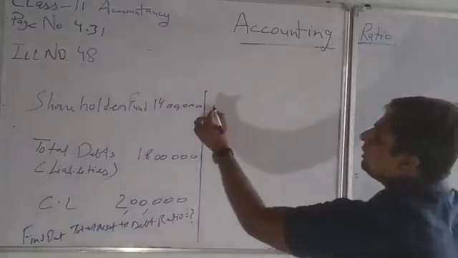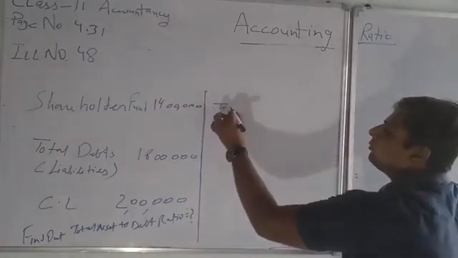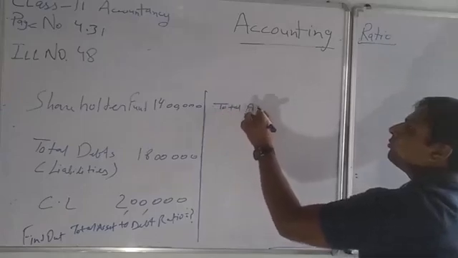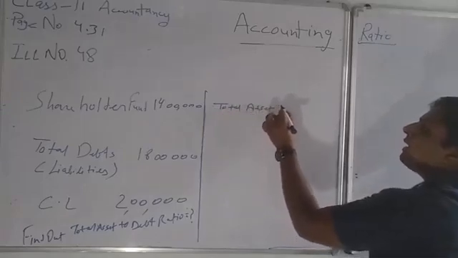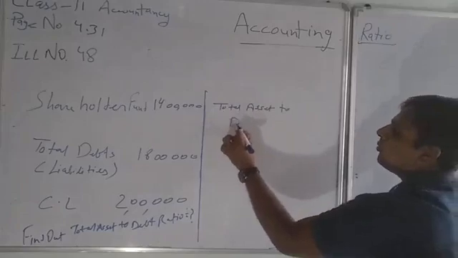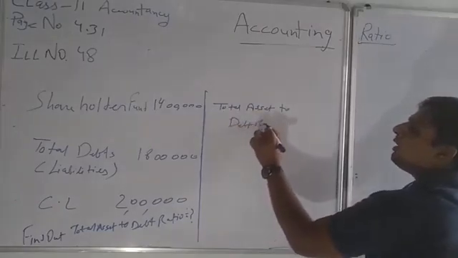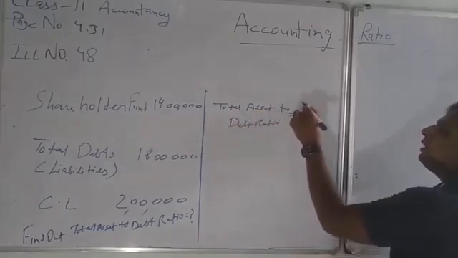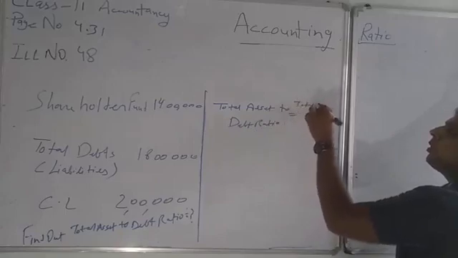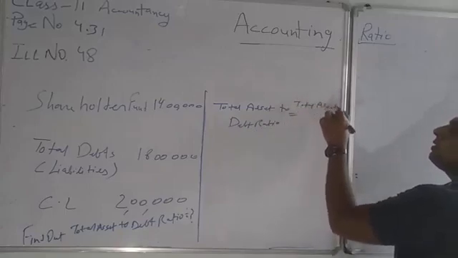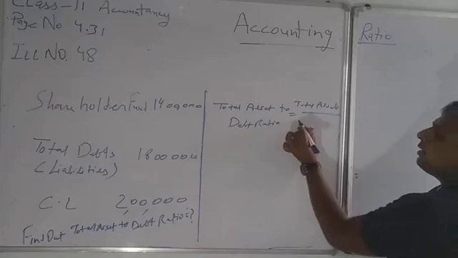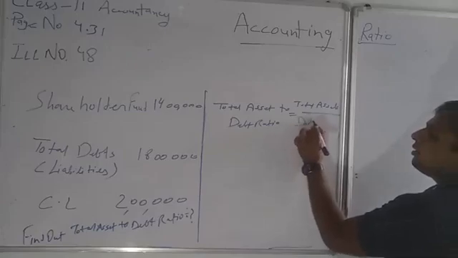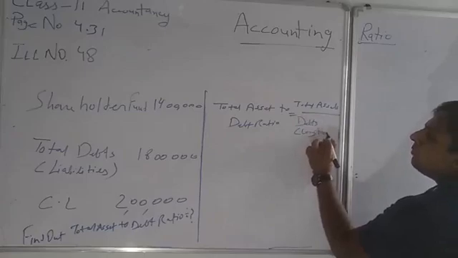So, here's the solution. Total asset to debt ratio is equal to total assets divided by debts, and which debts? Long term.